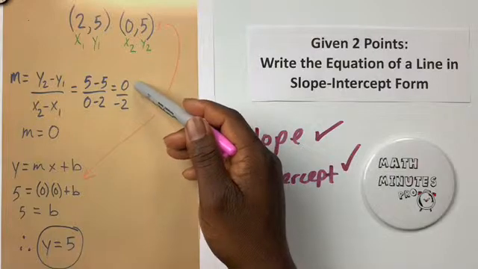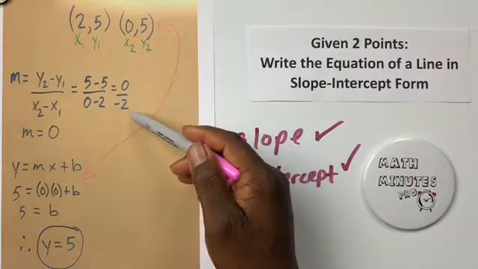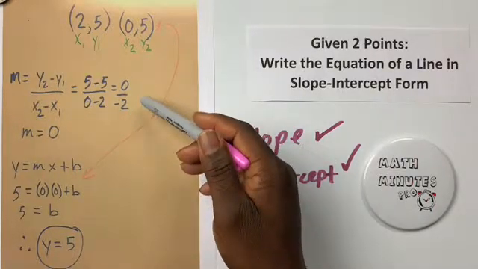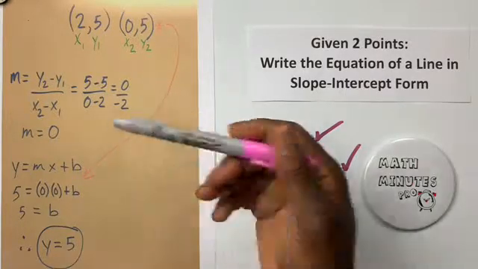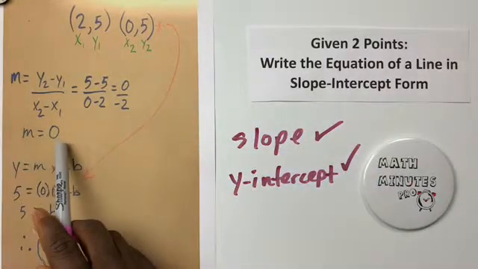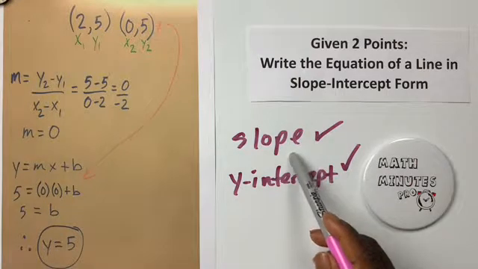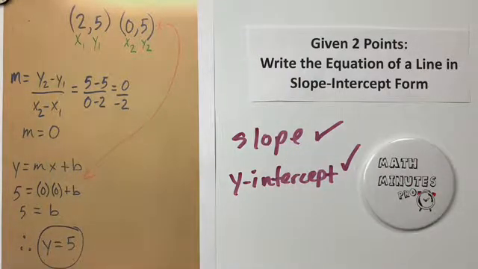Anytime you have the number 0 divided by a number, you're always going to get 0. So 0 divided by any number, of course, is 0. So m equals 0. We found the slope. Our slope is equal to 0.